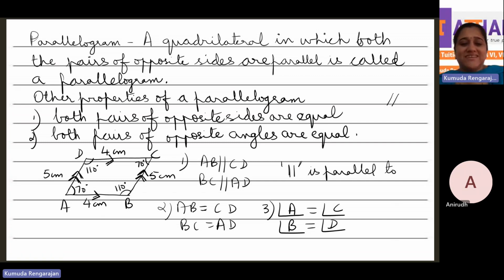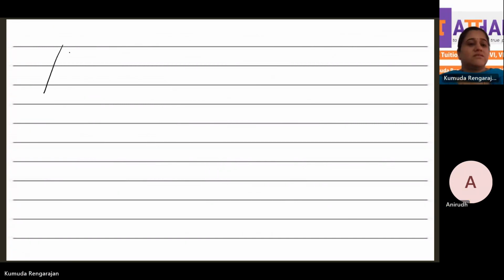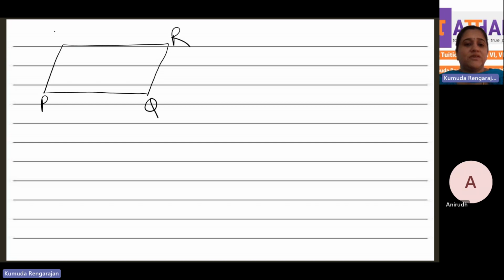So the third thing is that both the pairs of opposite angles are equal. That means angle A is equal to angle C, angle B is equal to angle D. Understand? Now tell me, I'll take another parallelogram like this. Tell me all the properties. I'll call this PQRS. Now, what is a parallelogram? A quadrilateral in which both the pairs of opposite sides are parallel. So I should mark like this. PQ is parallel to what?